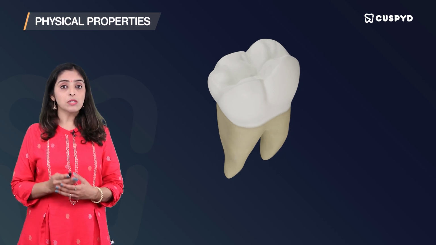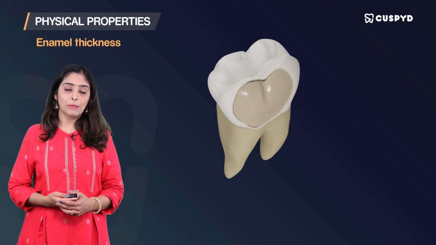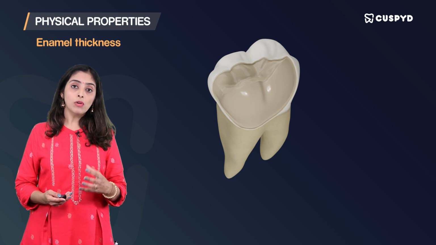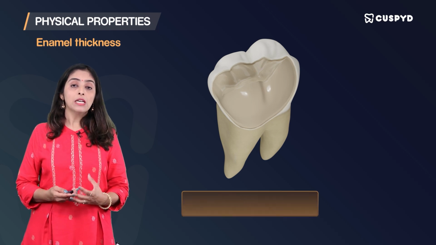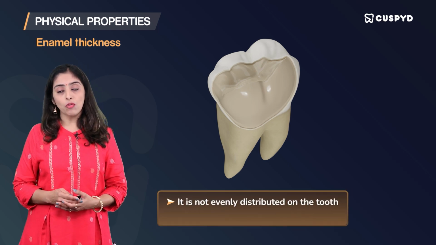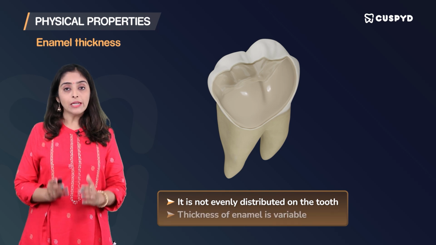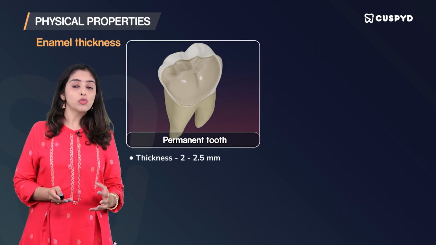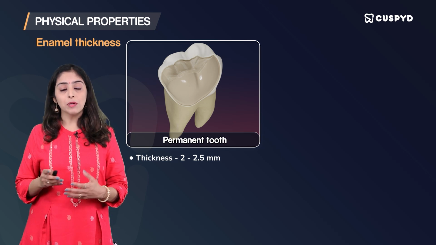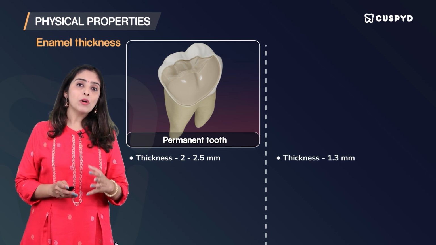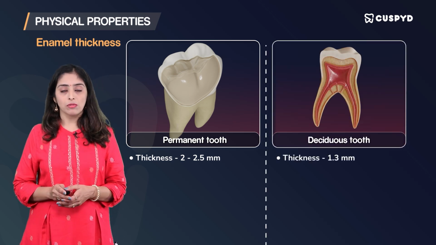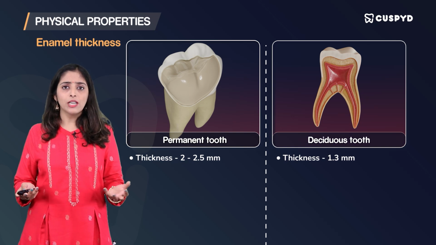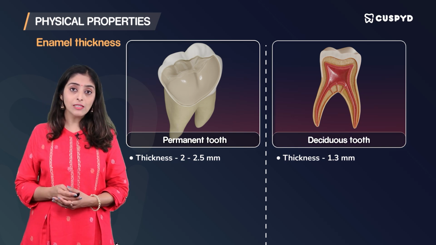The most important point is the thickness of enamel. Now, enamel, though it is so hard and so tough, is not evenly distributed all over your tooth. The thickness of enamel is variable. It varies anywhere between 2 to 2.5 millimeters in a permanent tooth and about 1.3 millimeters in a deciduous tooth. So, why is there this change between permanent and deciduous dentition?